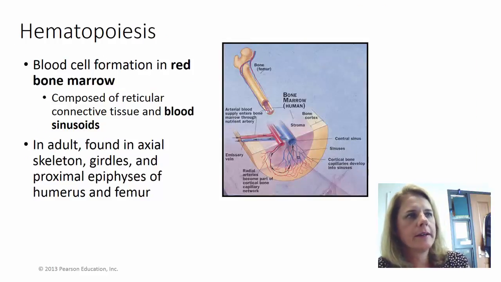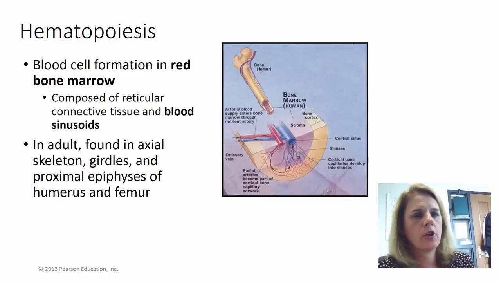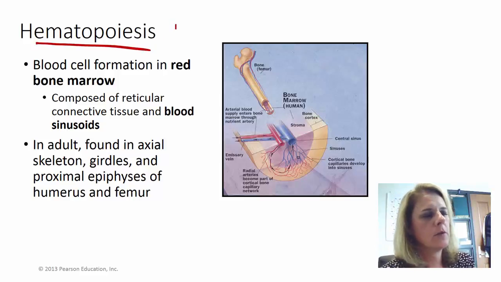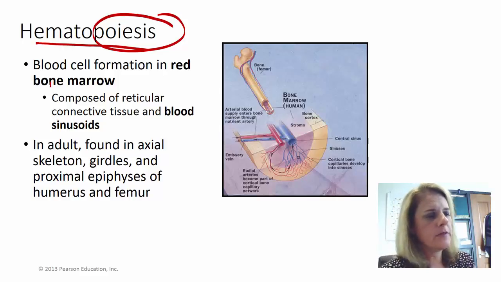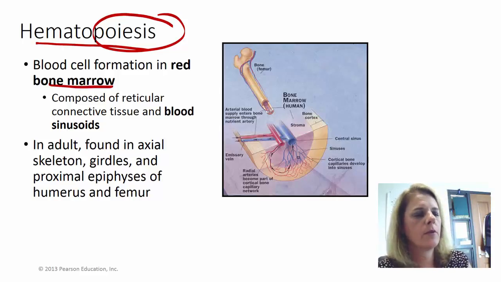When we talk about blood formation, the term we use is hematopoiesis. Poiesis is to make or to begin, and hemato would be blood. Blood cells are made in the bone marrow, and specifically the red bone marrow. You may remember that in an adult skeleton you have both red and yellow marrow. The yellow is more fatty for energy storage. Your bone marrow has these reticular web-like connective tissues and blood sinuses, which is where the blood cells are made.